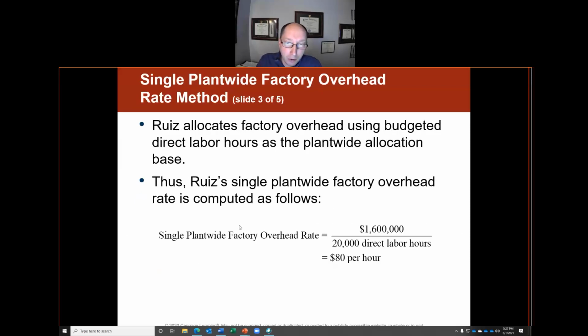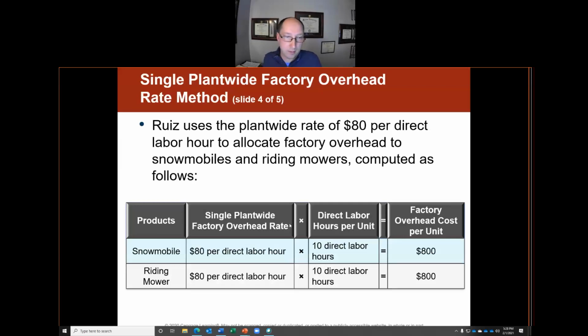So in our example, our total factory overhead budget was 1.6 million. We are estimating that we're going to use 20,000 direct labor hours. So our single plant-wide rate is going to be $80 per hour. Now you're asking, okay, well, now that we figured out that the single plant-wide method is $80 per hour, what do we do next?